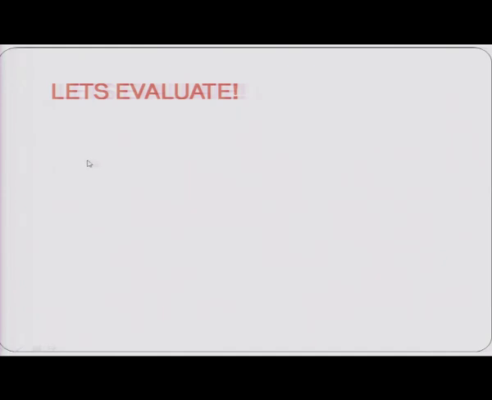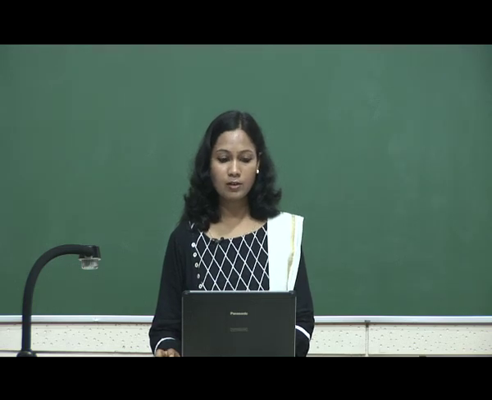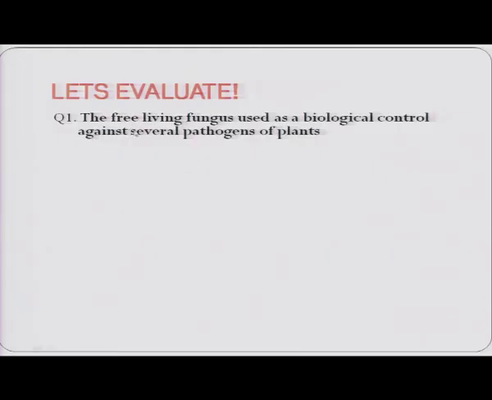So, now the next component of this session is the evaluation aspect, where we will be taking up certain MCQ questions which come in various competitive exams and evaluate ourselves. Question number 1. The free living fungus used as a biological control against several pathogens of plants: Trichoderma, Penicillium, Frankia, Saccharomyces. So, the correct answer is A, Trichoderma. We have read in this chapter that the free living fungus Trichoderma can be effectively used as a biological control against several pathogens of plants.